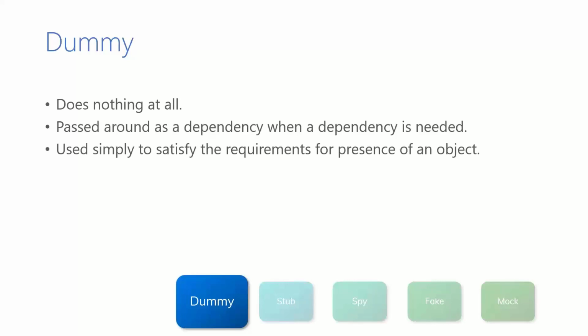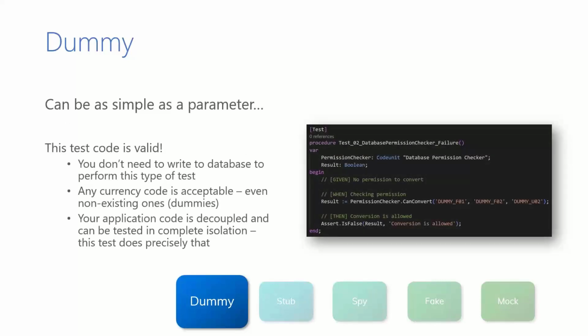It will do nothing at all. It's simply there because your code requires that component, like a logger, maybe. So it is used simply to satisfy the requirement for the presence of an object. It can sometimes be as simple as a parameter. For example, here in my test code, I'm testing that I cannot convert from invalid to invalid currency. So I passed three dummies: dummy currency code 1, dummy currency code 2, and dummy user account. I don't need to write any of those into the database to be able to test that this will fail. So this test is legitimate, and all of these are legitimate dummies. They are the simplest of all dummies.